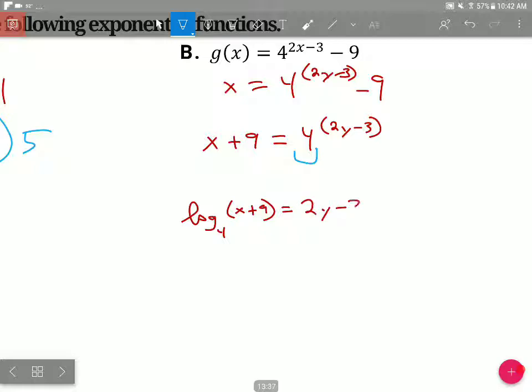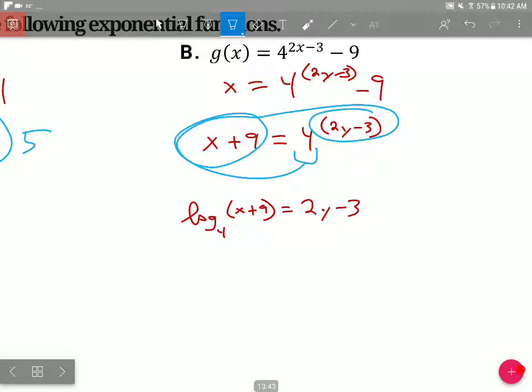2y minus 3. Good. Started off with the 4, went across to the other side, and then came back to the exponent. And then from here, it's just stuff you're used to doing. What's the next thing you're going to do? Well, not subtract the 3, but add the 3. It's a negative 3, so it becomes positive. So 3 plus log base 4 of x plus 9 equals 2y.